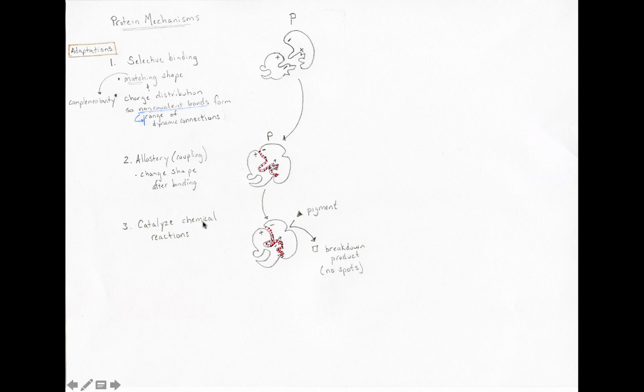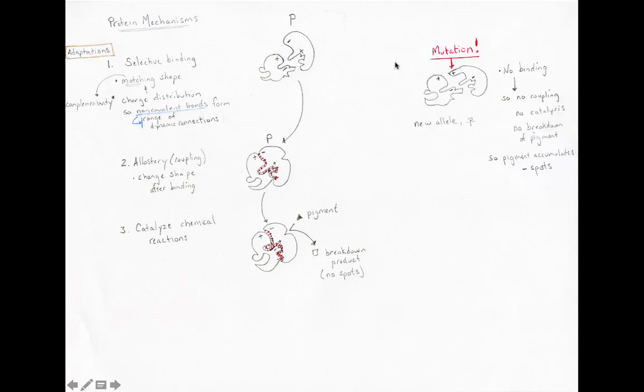Okay, so this step here is selective binding, but also these other steps. But what we're going to focus on here is where mutation creates change in a sense. So mutation is a change in the DNA sequence that can change an amino acid. And in changing an amino acid of a protein, it can change the surface details of that protein so that that protein no longer has complementarity. It can no longer bind to the partner it normally binds with. And if it does not bind, there's no coupling, there's no catalysis, there's no breakdown of the pigment, so pigment accumulates, in this case, creating spots.